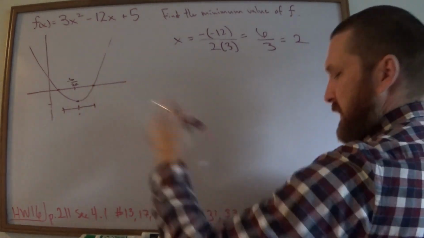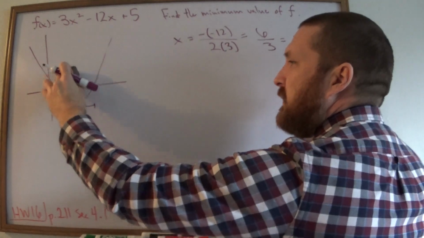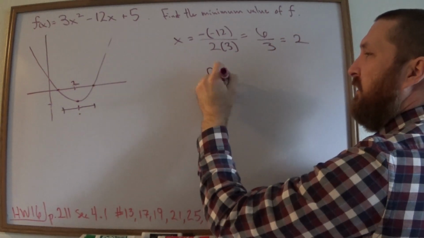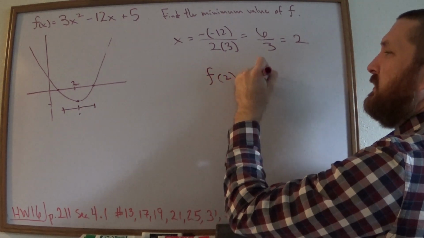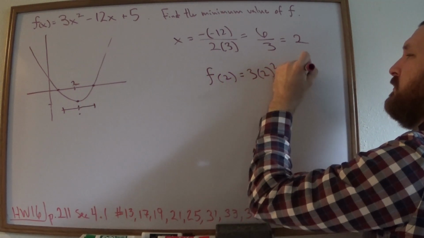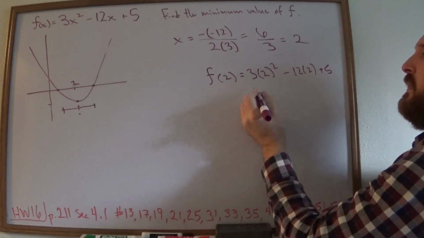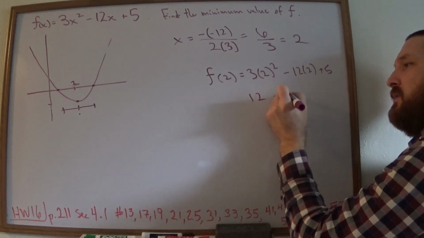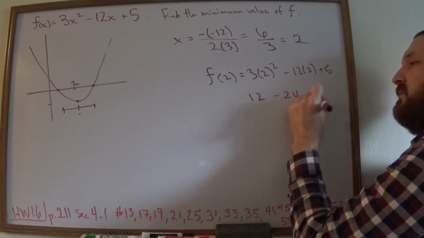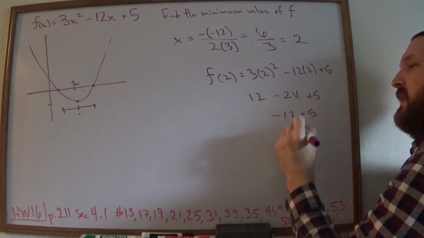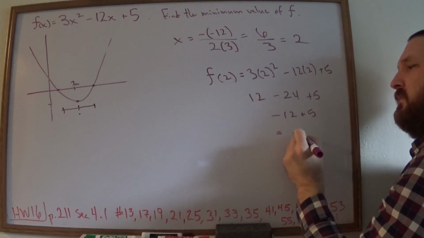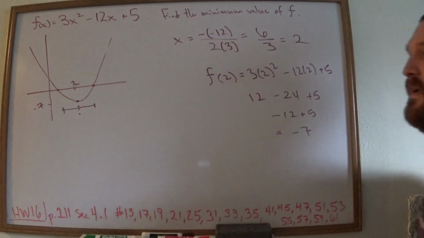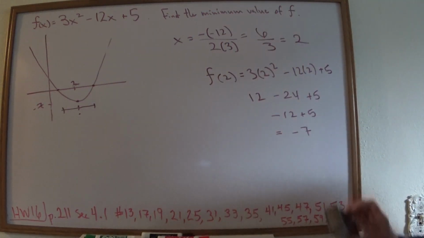So we found that it occurs at x equals 2. You plug it into f. So f of 2 is equal to 3 times 2 squared minus 12 times 2 plus 5. That's a 4, 3 times 4 is 12, minus 24 plus 5. That's minus 12 plus 5, which is negative 7. Good. So negative 7, and there's your answer.